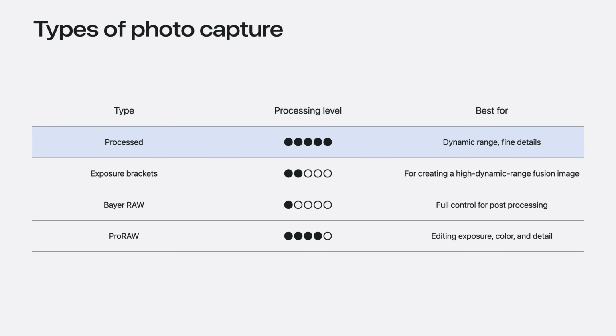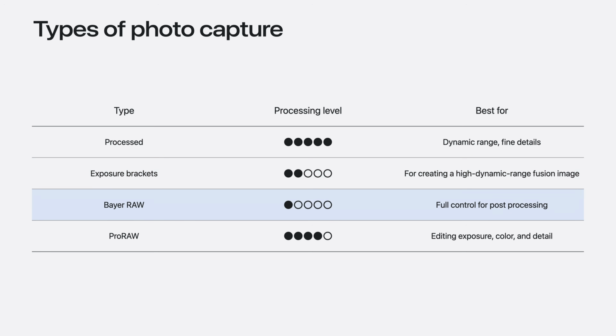This is a multi-frame fused image. It goes through Photonic Engine that extends dynamic range and improves fine details. Second, exposure brackets. Multiple exposure frames of the same scene. This is useful for creating a high dynamic range photo capture and scenarios where selection of multiple exposures is required.